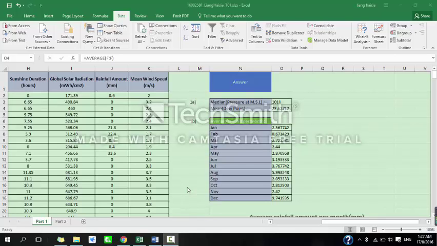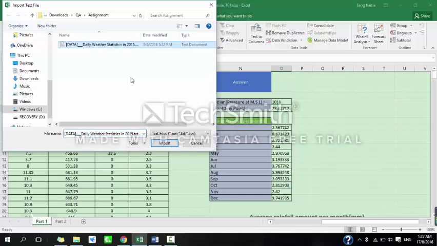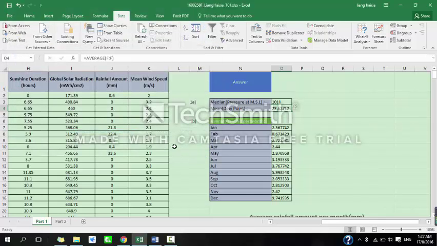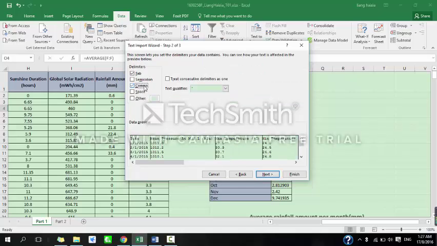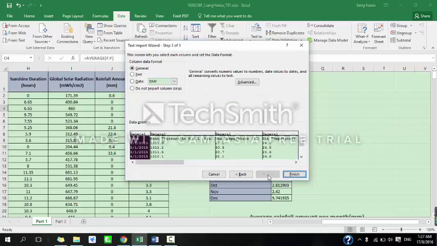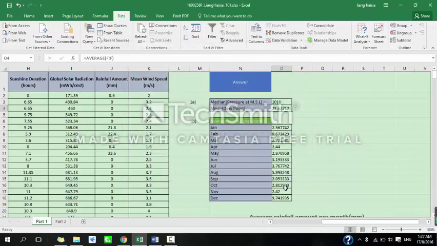Hi, this video will be the summary report of QA. First, we need to import data. We just go to data from text and then choose the data import. Yeah, and then finish.